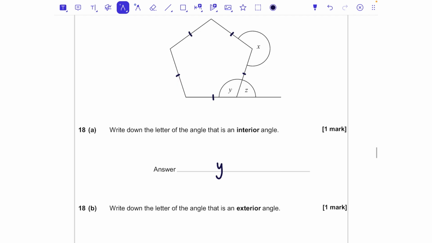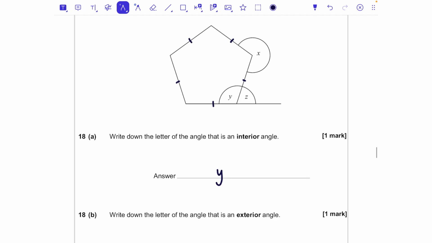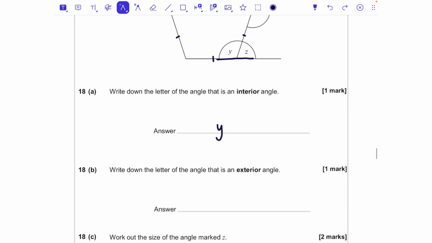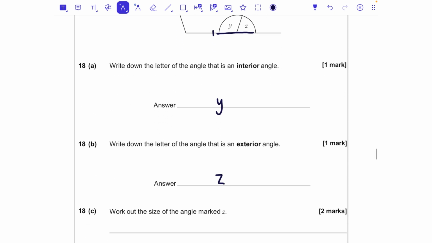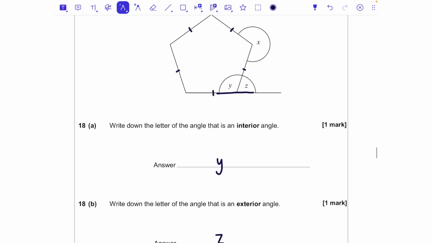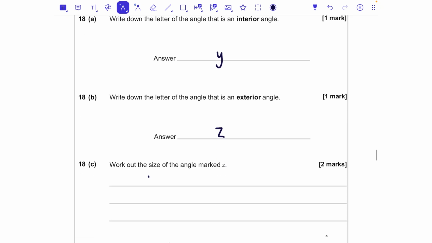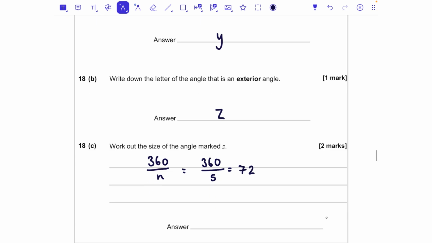Write down the letter of the angle that is an exterior angle. That's going to be Z. When you have an exterior angle, it's not the entire bit outside. It's just the angle that is made if you were to carry on one of the lines. So Z. Work out the size of the angle marked Z. So the exterior angle is found by doing 360 divided by the number of sides. So in this case, that's 360 divided by 5, which is 72 degrees.